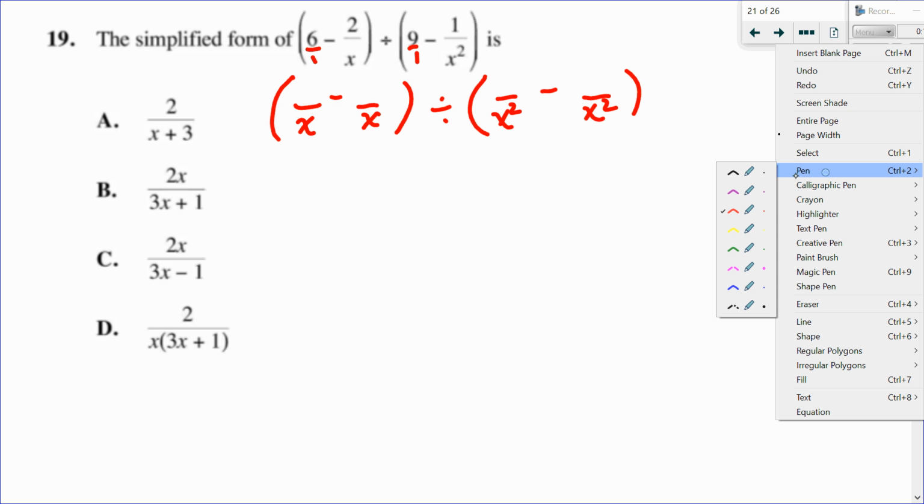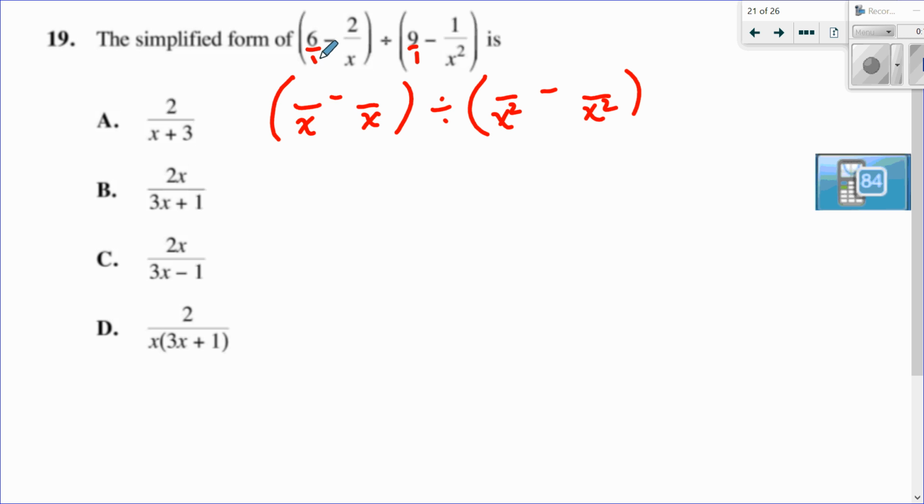So now I'm going to create equivalent fractions. So to go from 1 to x, I would multiply by x. So to be fair, I will multiply the numerator by x as well to get 6x. This one's already out of x, so I leave it. To go from 1 to x squared, I would multiply numerator and denominator by x squared. And this one's already out of x squared.